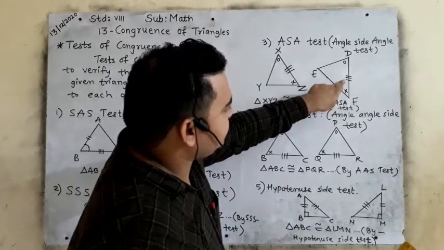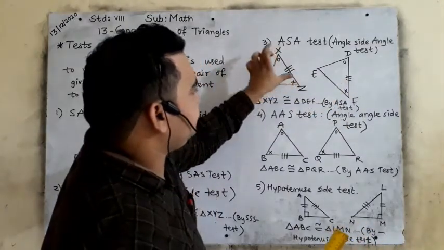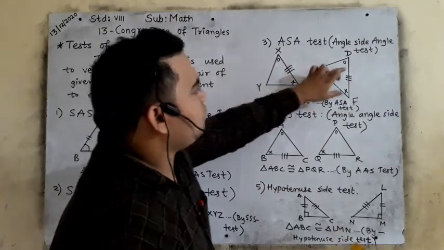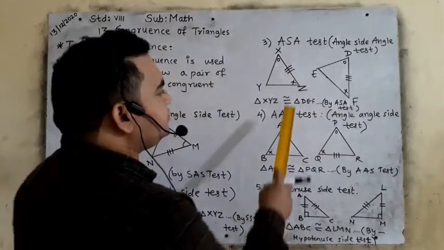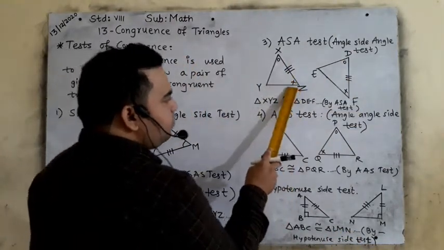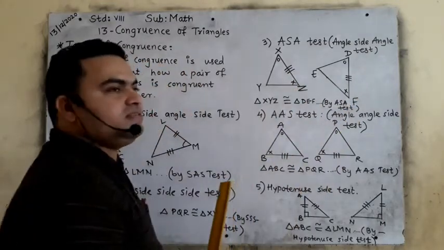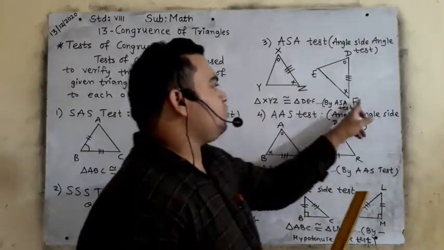So here DF is having three lines. It means this side XZ is congruent to DF. Clear? Now see here, Z is having this angle symbol. So here F is having this angle symbol. So angle Z is congruent to angle F.